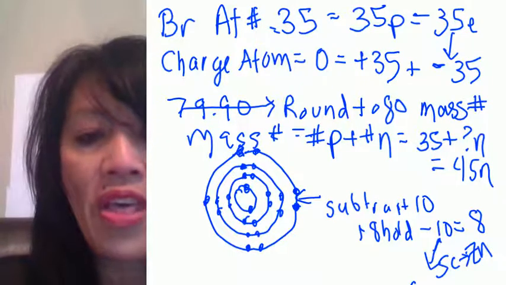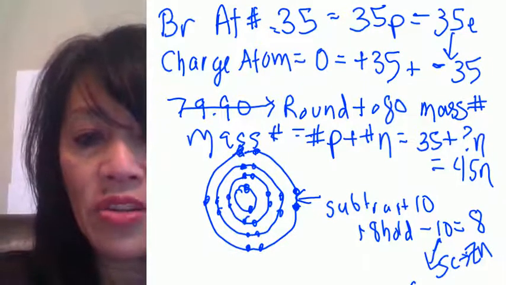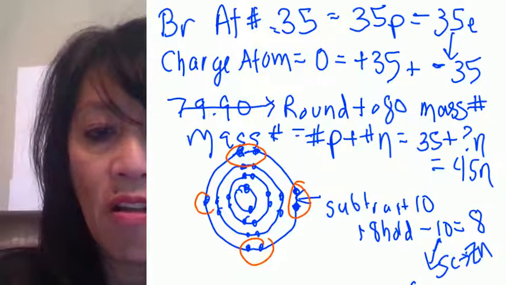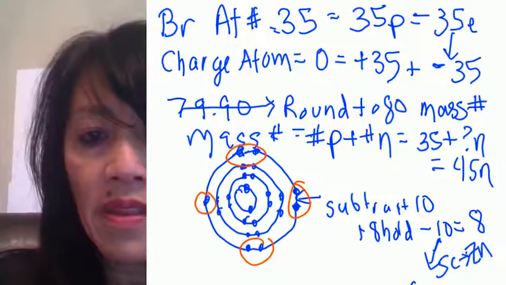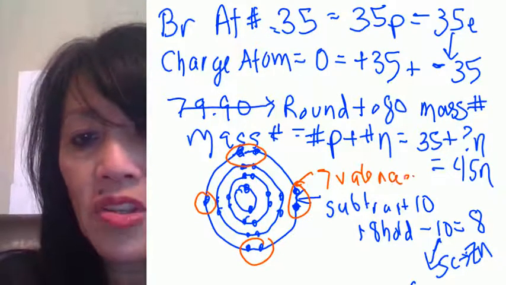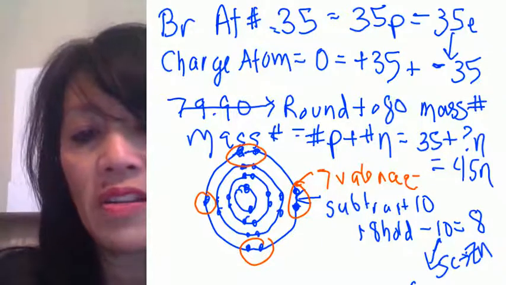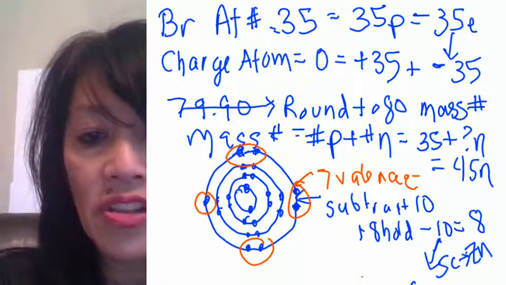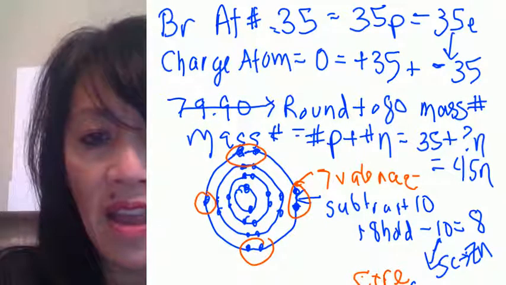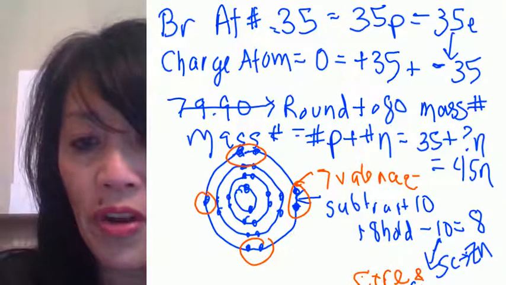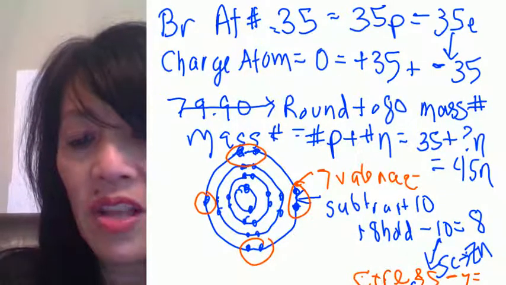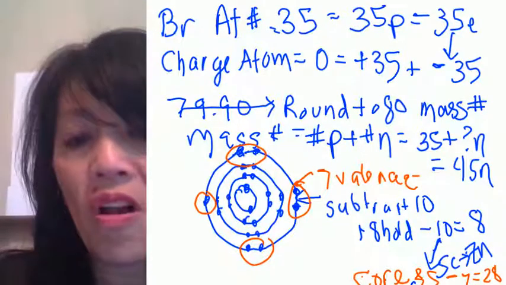Next, I know that there are 7 valence electrons. I'm going to switch to red here because the valence electrons are in the outer shell. So those are my 7 valence electrons. If I want to know how many core electrons there are, I can just subtract. The core electrons are the total number, 35, minus 7 valence electrons. So it gives me 28 core electrons.